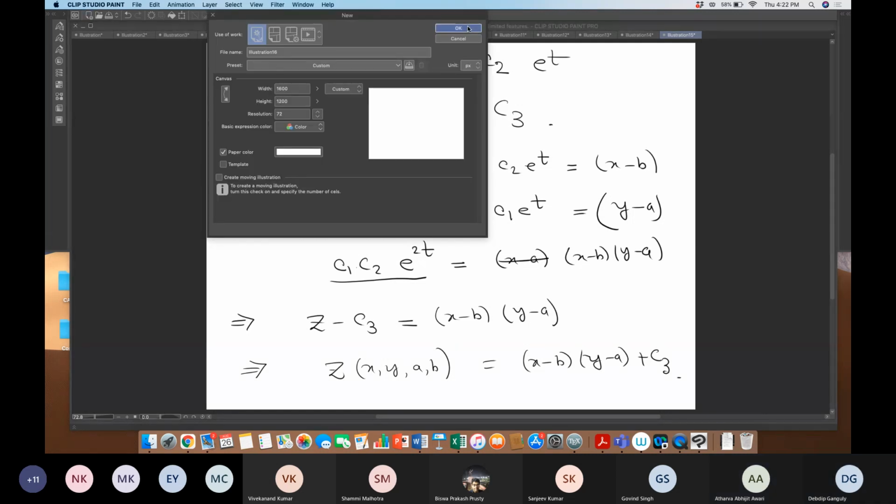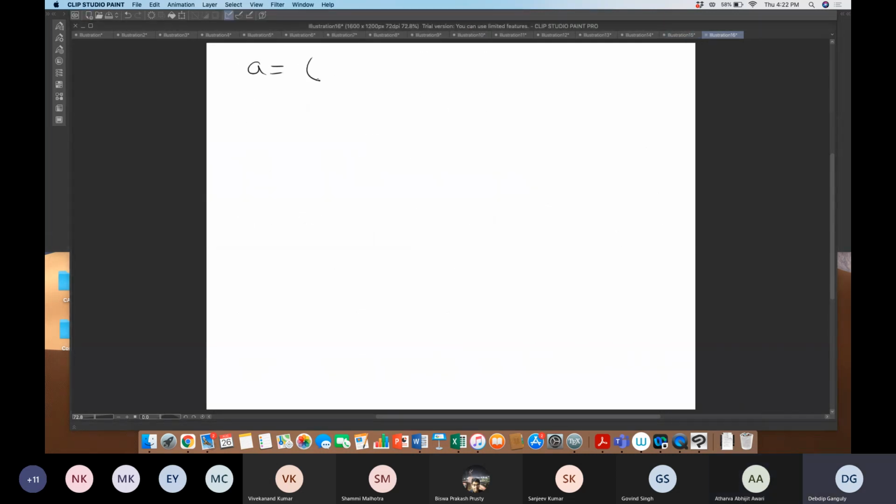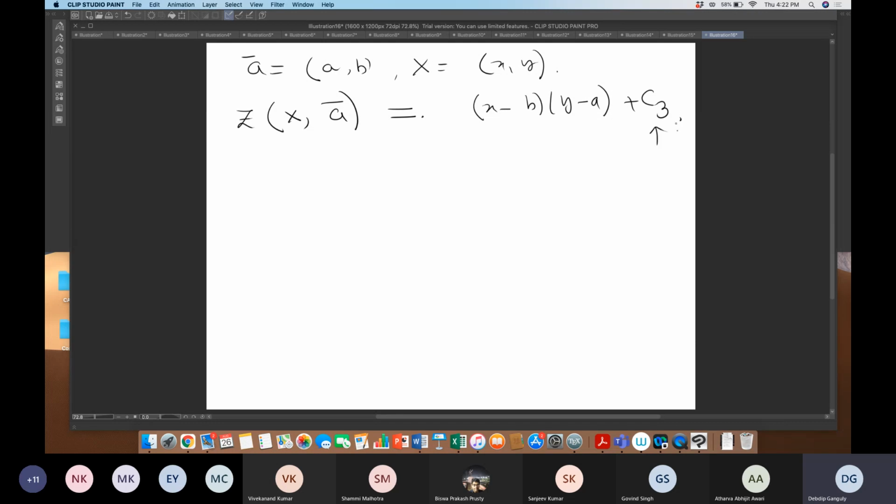Yes. Your a, b is nothing but a, you say a bar. Your x is nothing but x comma y. Now you have a solution. z of x comma a bar is nothing but, what is the solution? x minus b into y minus a plus c3. Now can you guess what is c3? Can anyone tell me what is c3?